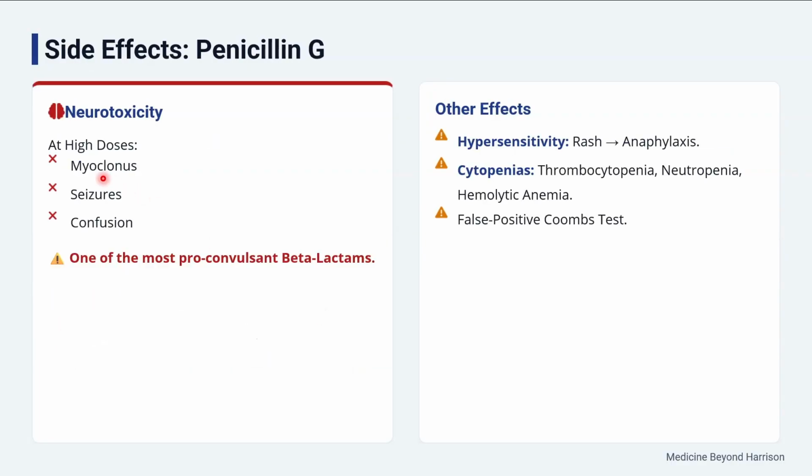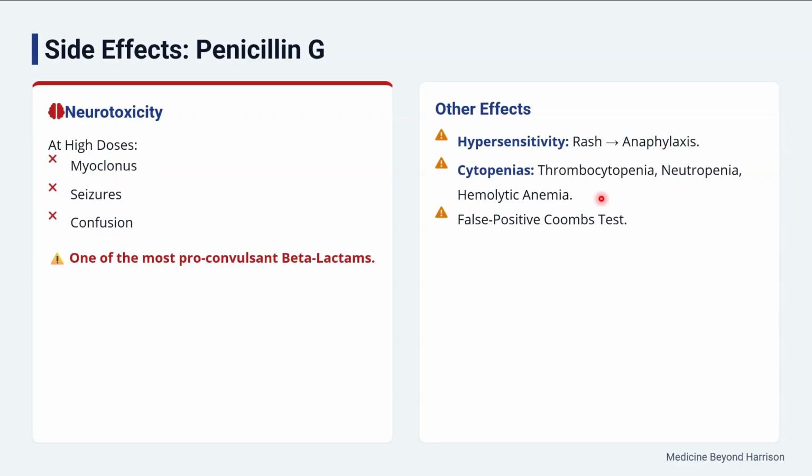Side effects at high doses can cause neurotoxicity, which is myoclonus, seizures and confusion. One of the most pro-convulsant beta lactams is penicillin G. Penicillin G is nowadays commonly given as deep IM injections with a large dose, 1.2 million units, mainly for syphilis and other gram-positive infections. This can cause seizures, confusion, and myoclonus. So always be aware of the neurotoxicity of the penicillin group of drugs.